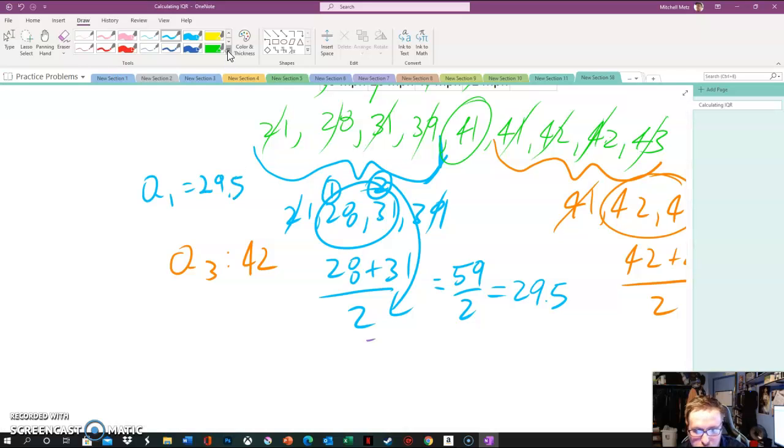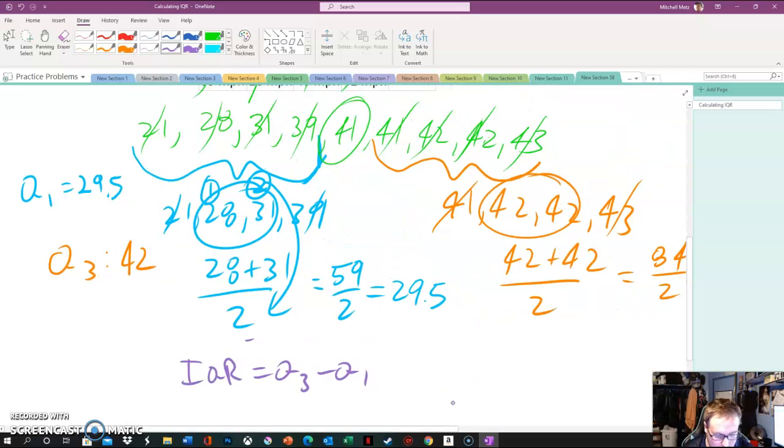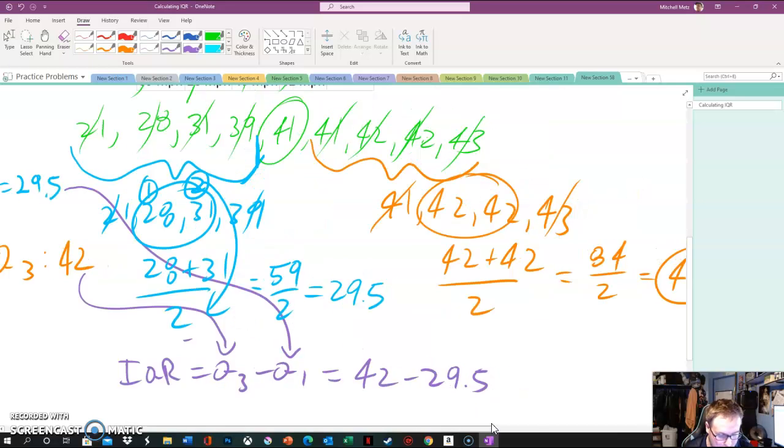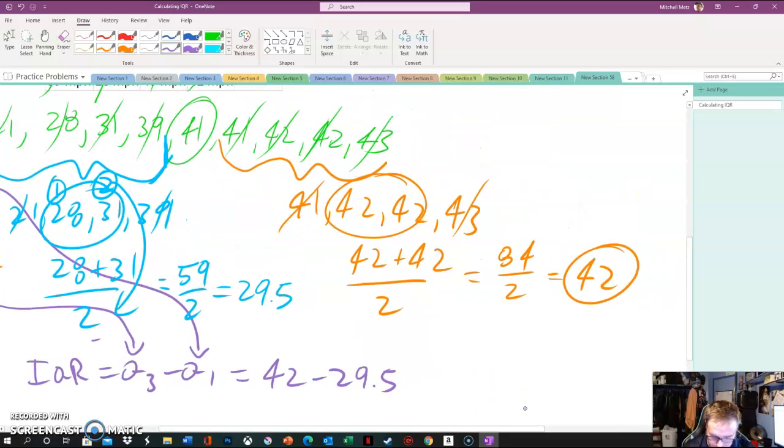Now I'm going to find my interquartile range. So that's going to be with purple. Again, my IQR is going to be Q3 minus Q1. I'm just going to subtract those. I'm going to take that 42, put it right here. And I'm going to take that 29.5 and put it right here. So that's going to be 42 minus 29.5. So if I do 42 minus 29.5, I should get 12.5. And that is my interquartile range of my second horse. That is 12.5 miles per hour.